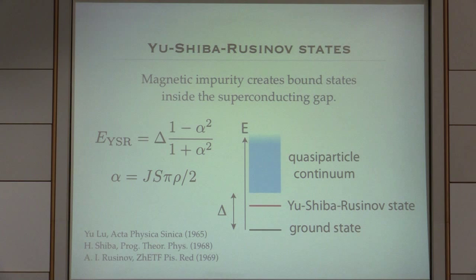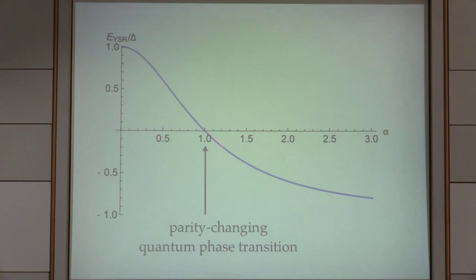If you actually do the calculation, you see that this state has a particular dependence, and the interesting thing here is that at some point the excitation energy goes to zero. And the interpretation for that is that at this point a quasi-particle is actually statically bound on your impurity, and you change the parity of your quantum state. So not the charge, because charge is not a well-defined quantum number, but the parity definitely changes, as well as the spin.